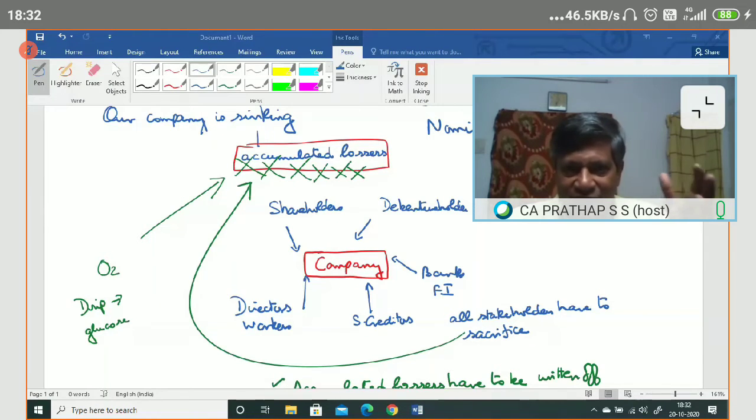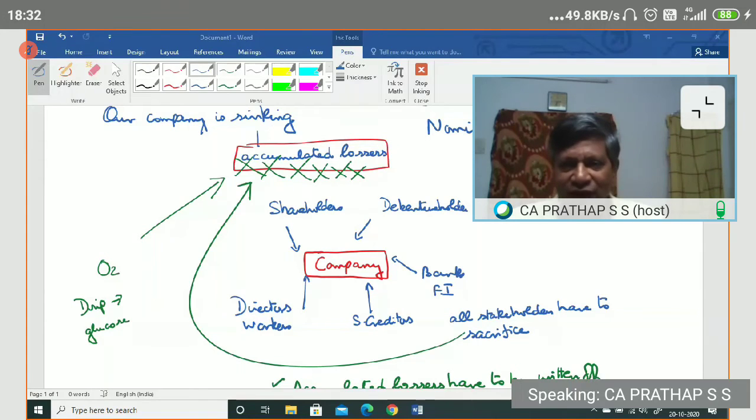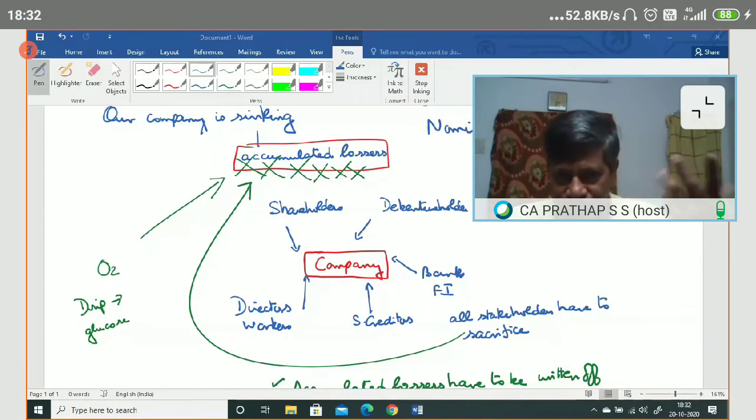Not only will the stakeholders have to sacrifice, some assets may have gone up. Conversely, some assets may have gone down. Like inventory may not be worth as much, so it's a loss. During reconstruction, there is no P&L account. Its place is taken by reconstruction. So any loss, again, you will debit only to the reconstruction account.